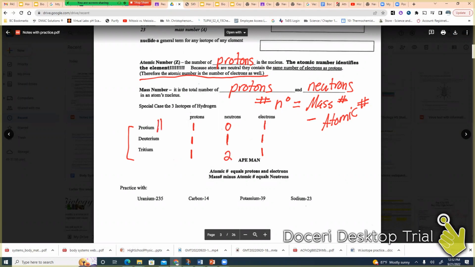So if I wrote the notation, I would do hydrogen, and for this one, it would be 1. It has a mass number of 1 because it only has 1 proton. Hydrogen-2, and my last one would be hydrogen-3. Those would be how those would be written.